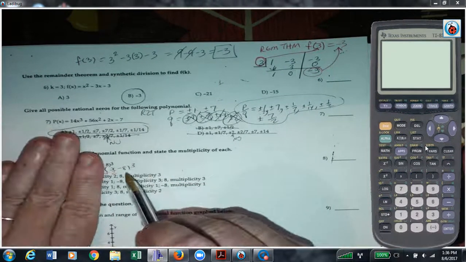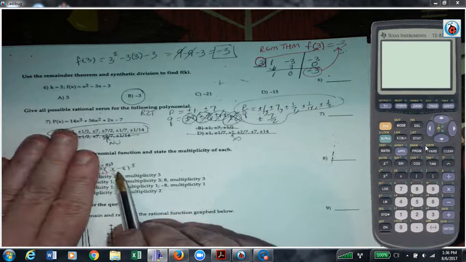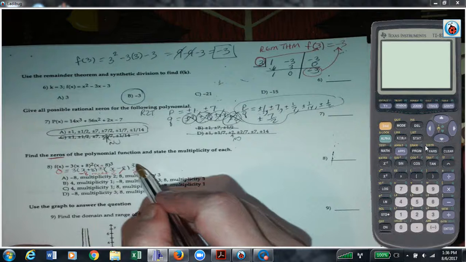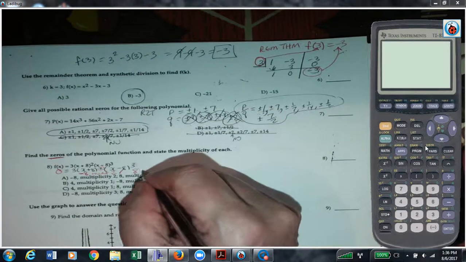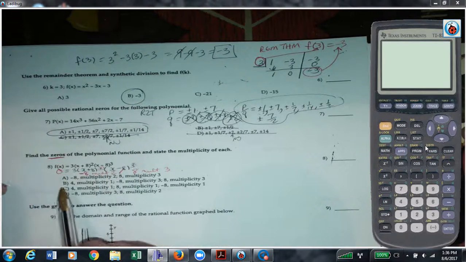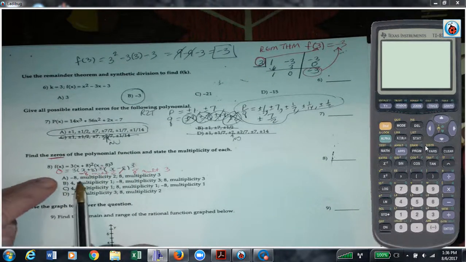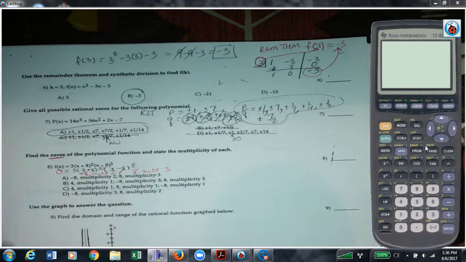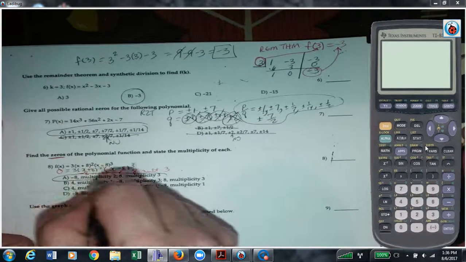And then if I look at this part of the equation, what will make the whole thing equal to 0? Well, if x is 8, so 8 is a 0, and what is its multiplicity? 3. And there aren't any other zeros. So -8 multiplicity 2 and 8 multiplicity 3. All I've got there.